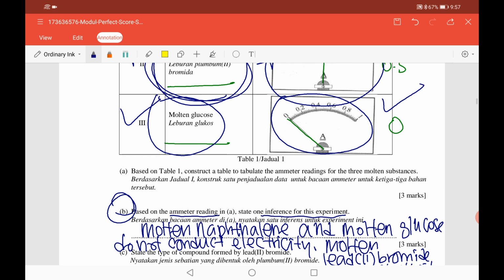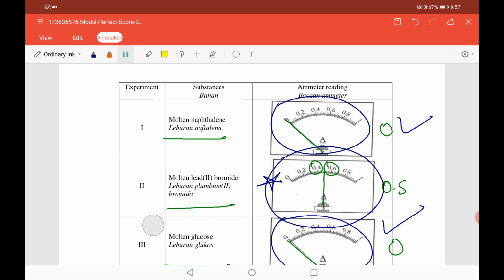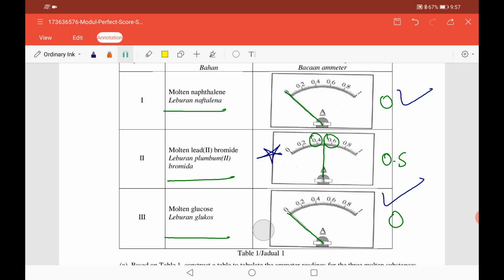So for molten naphthalene and molten glucose, we don't see any reading at all, which means that they do not conduct electricity. For molten lead bromide, we see there is ammeter reading, which means it conducts electricity.